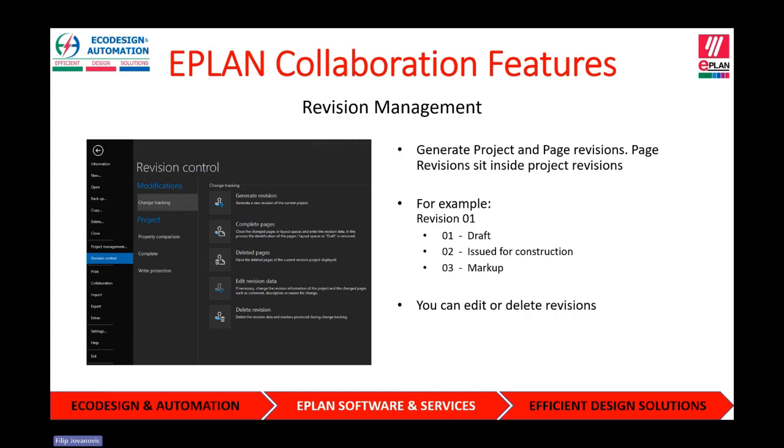So for example, if you look at the second bullet point, my revision 1 is my project revision, and then I have draft, issued for construction, markup. Those will be my page revisions. And of course, you can always edit and delete them. If it's not clear, I'll go over how this works in the demo.